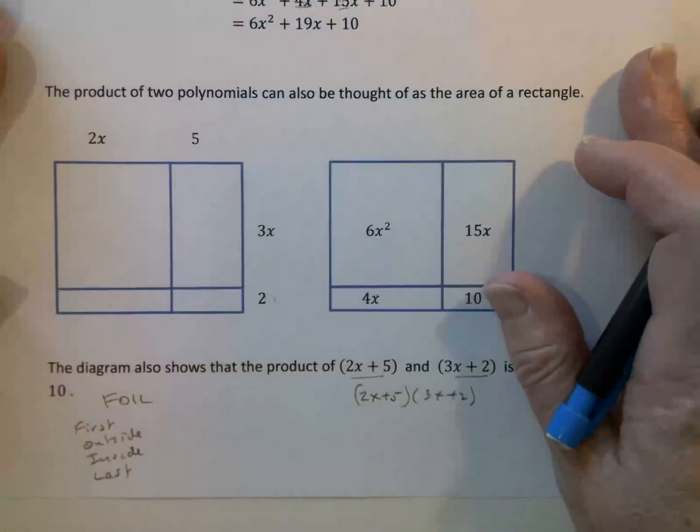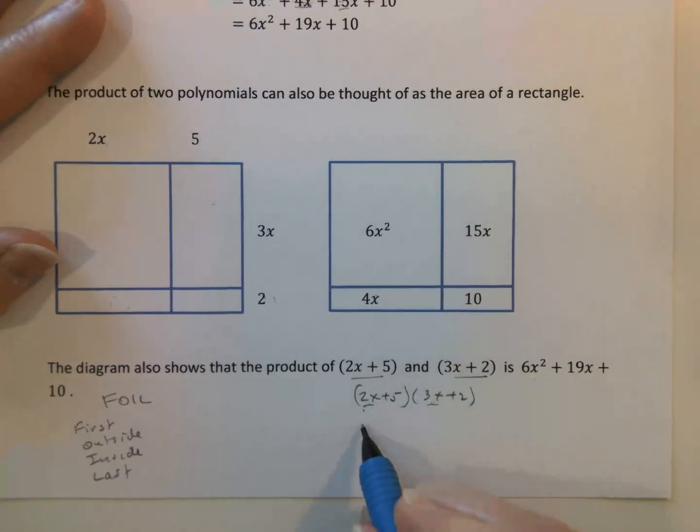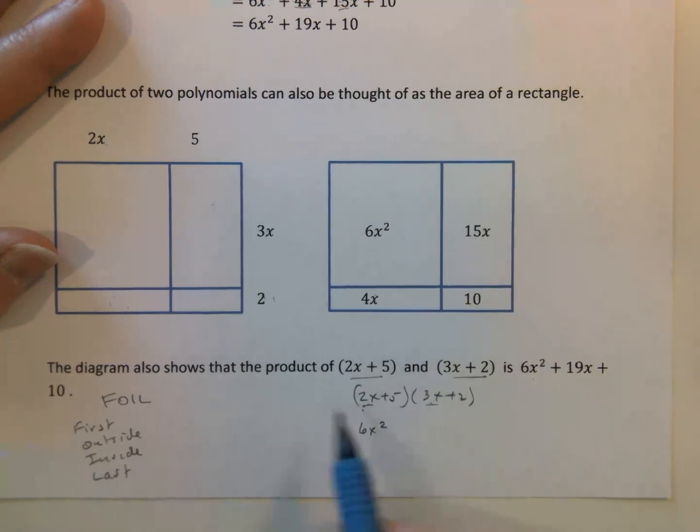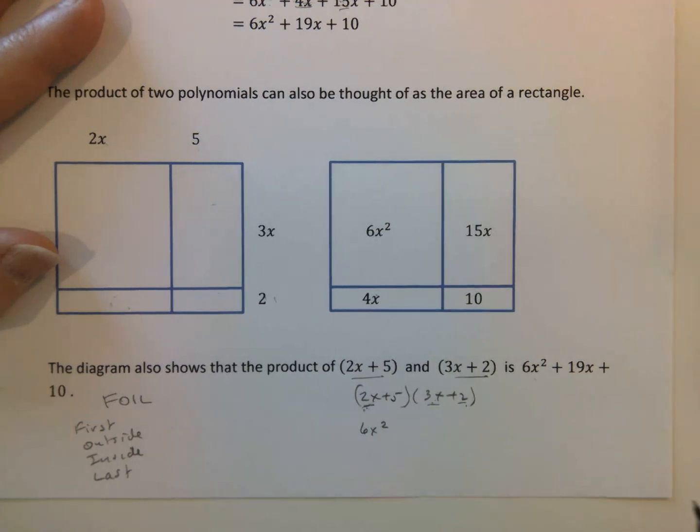Okay, so rather than trying to do all of this up here, which probably isn't going to make sense, at least not for a while, you can think of FOIL. So these are my two first terms, I'm going to multiply those together. 2x times 3x is 6x squared. These are my two outside terms, the 2x and the 2. So I'm going to multiply those together, and that's going to give me 4x.